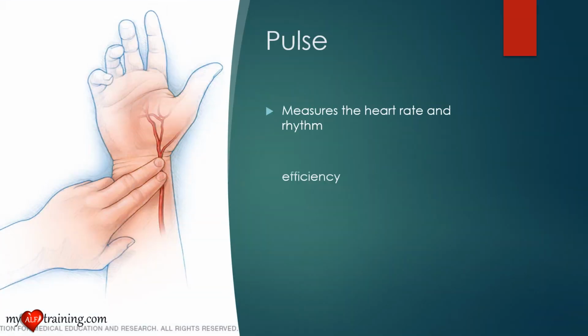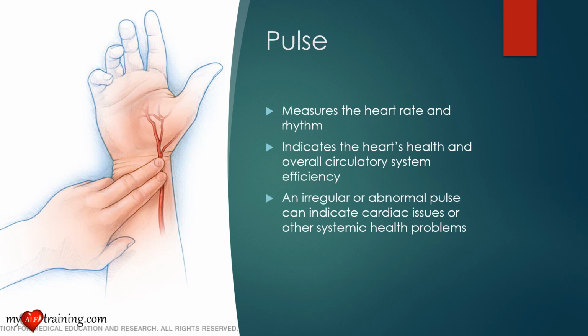Let's talk about pulse first. This measures the heart rate and rhythm. Overall, it indicates the heart's health and circulatory system efficiency. An irregular or abnormal pulse could indicate cardiac issues or other systemic health problems.